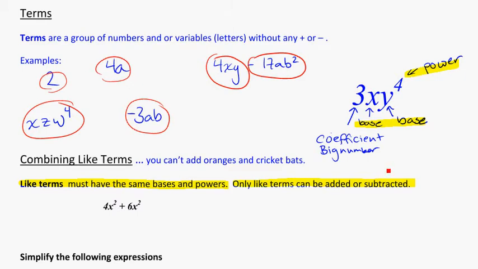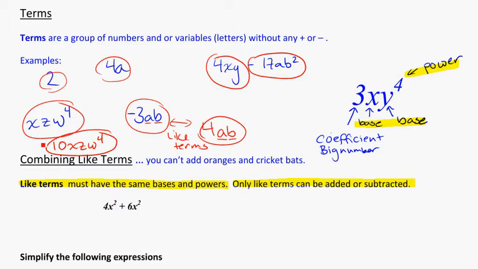As an example for that, I cannot add 4xy minus 17ab squared because they're not like terms. xy is different from ab squared. If I wanted to write a like term for one of these, I could say that 4ab and negative 3ab are like terms because they both have an a and a b with no powers. I could also say, for instance, that 10xzw to the 4 is a like term with this one. Even though there's no number in front, the xzw to the power of 4, xzw to the power of 4, the base and the power are exactly the same.